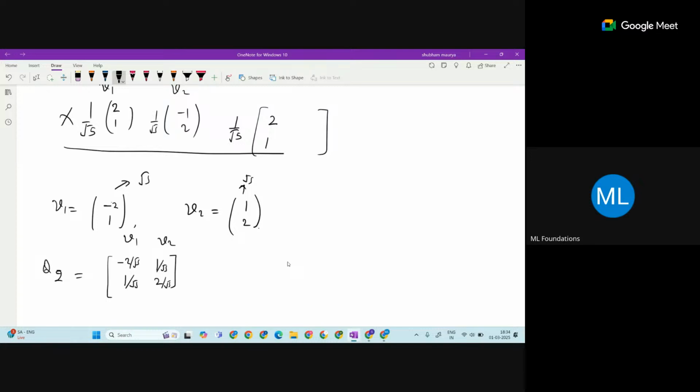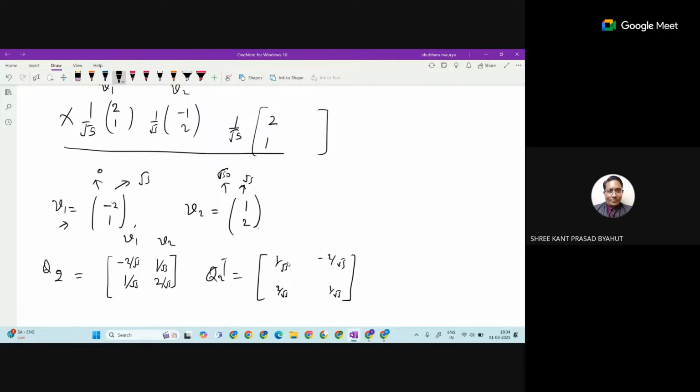So I think this is our second one, right? This one is considered for 0, and this is for root 50. So this will be in the first column and the second one will be here: 1 upon root 5, 2 upon root 5, minus 2 upon root 5, and 1 upon root 5. Okay, this is our Q2.